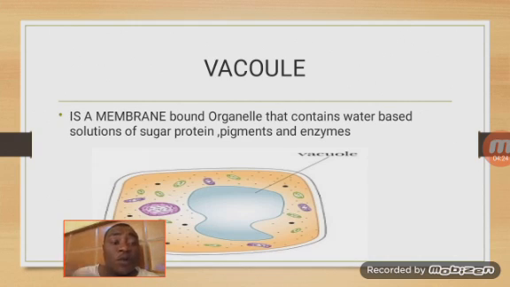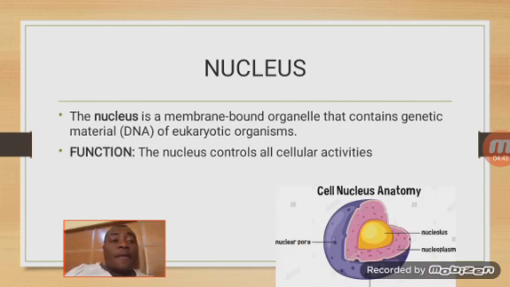Let's look at the vacuole. The vacuole is a very important structure because it helps to regulate the osmotic pressure of a cell. It's a membrane-bound organelle that contains water-based solutions of sugar, protein, pigments, and enzymes. The nucleus is one of the most important organelles inside the cell. It is a membrane-bound organelle that contains genetic material, DNA, of most eukaryotic organisms. The function of the nucleus is that it controls all cellular activities.